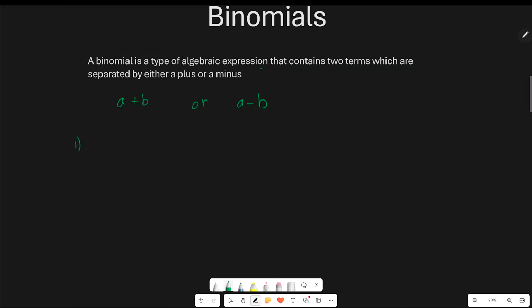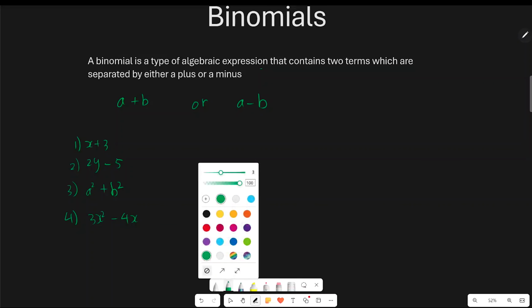So example 1, x plus 3. Example 2, 2y minus 5. Example 3, a squared plus b squared. And example 4, 3x squared minus 4x.